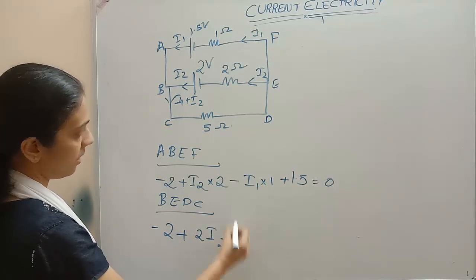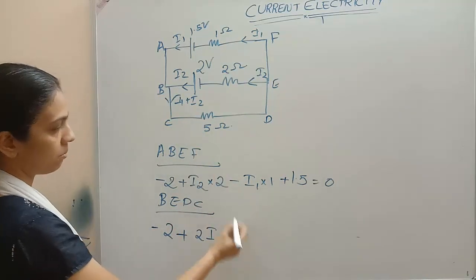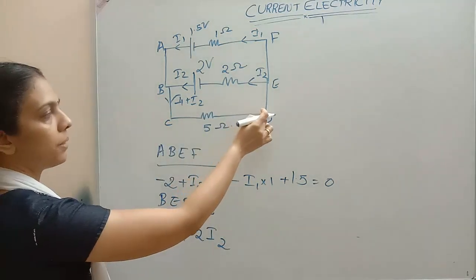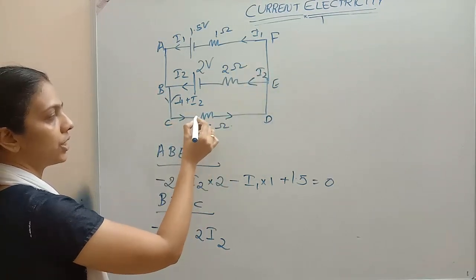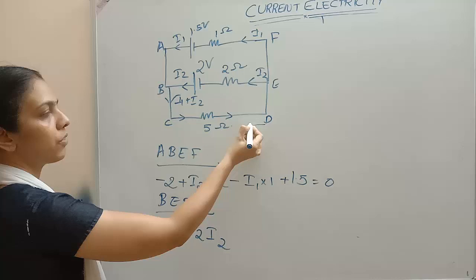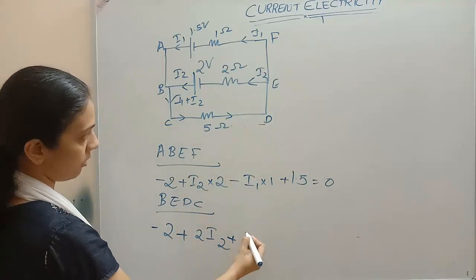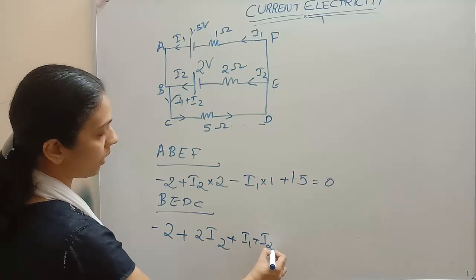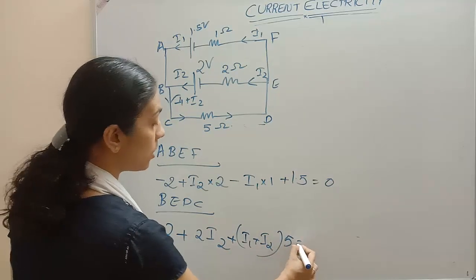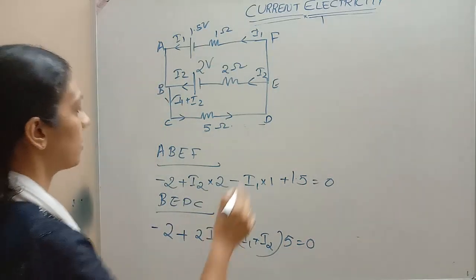Then here, our loop is moving opposite to the direction of current. Current is moving in this direction, right? But our loop is moving from D to C. So I am considering it as positive, plus I1 plus I2 into 5 ohm, that is equal to 0. Clear? So we got these two equations.